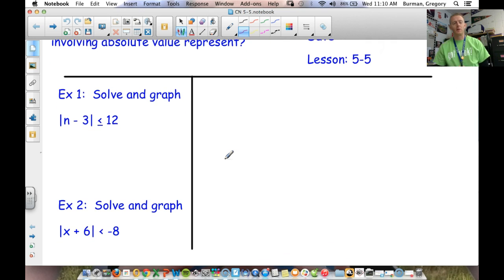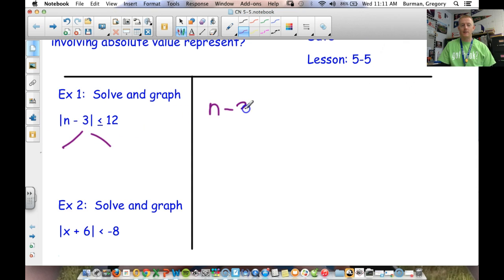Very similar to when we solved absolute value equations, absolute value inequalities have the same type of process. If you recall, we created two situations when we were solving absolute value equations. We will do the exact same thing here when we are solving the absolute value inequalities. So we will change this inequality into two situations, and this will remove the absolute value bars.